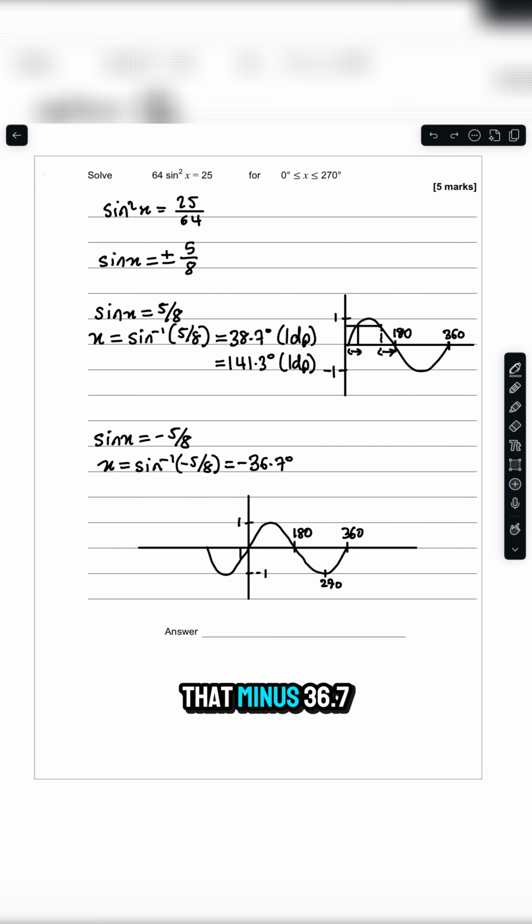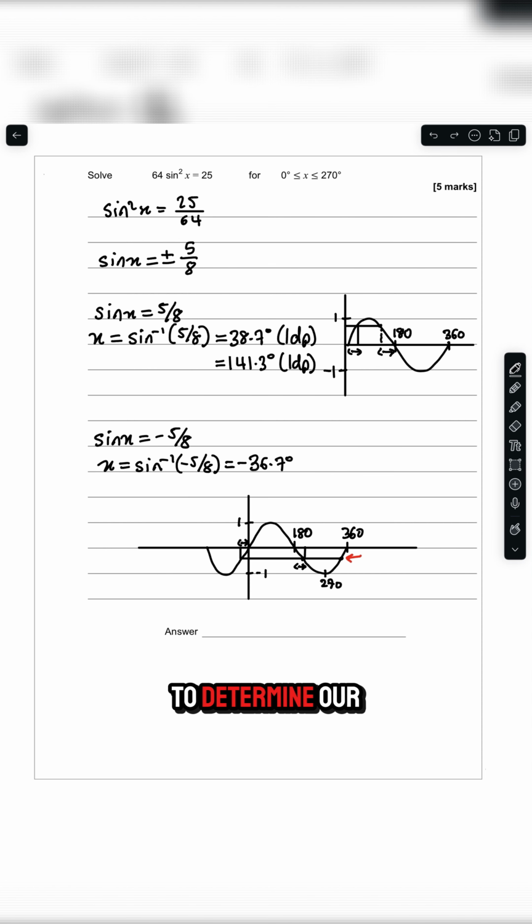So we know that minus 36.7 degrees is there, and we know that that's going to represent that distance. So if we draw a straight horizontal line to where it meets the curve, we have this point here, and we also have this point here. But bear in mind that this angle here is greater than 270 degrees, so we can ignore it. So this distance here is also 36.7 degrees.